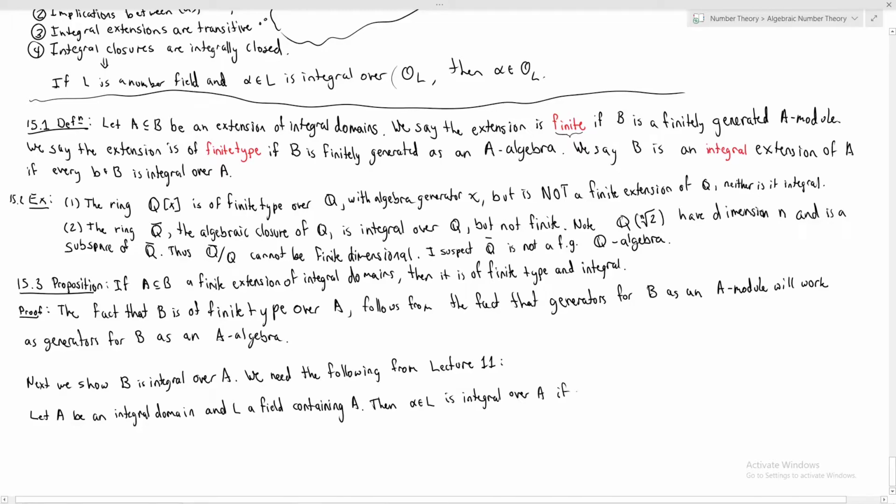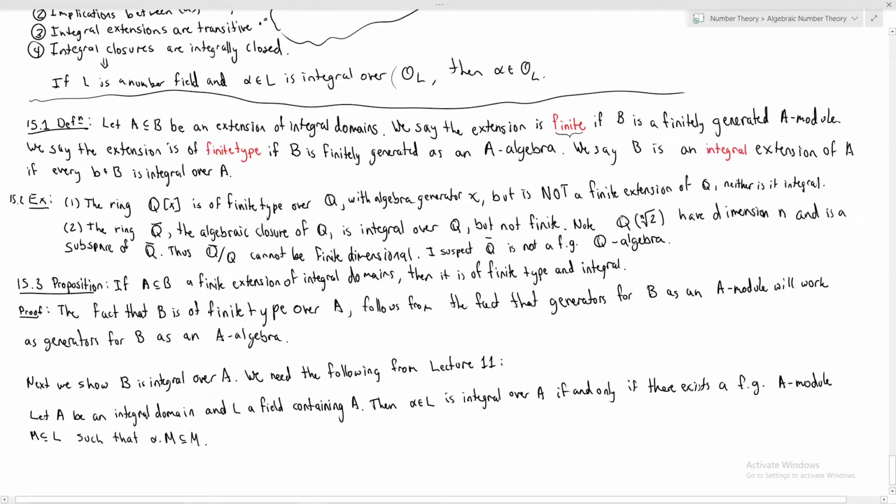if and only if there exists a finitely generated A module M containing L such that alpha times M is contained in M. Okay.